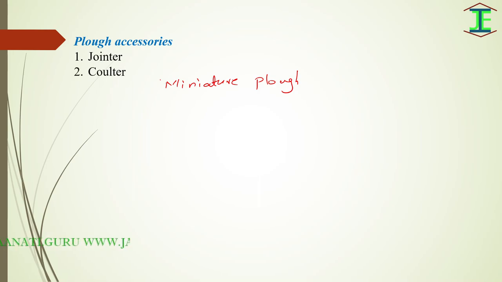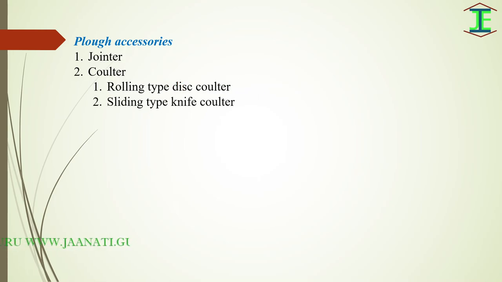Next one, coulter. Coulter is the device which is used to cut the furrow slice vertically from the land. There are two types of coulters, that is rolling type disc coulter and sliding type knife coulter. In rolling type disc coulter, there will be a round steel disc which is used to cut the soil, and in sliding type knife coulter, there is a stationary knife which is fixed downward in the vertical position so that it goes into the soil and cuts the soil.